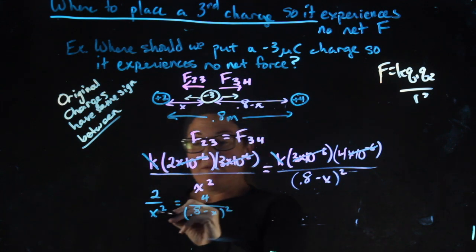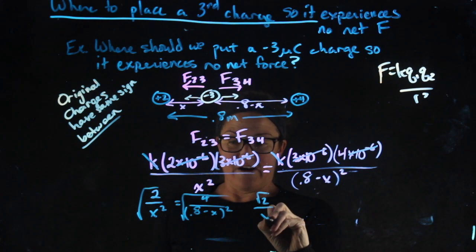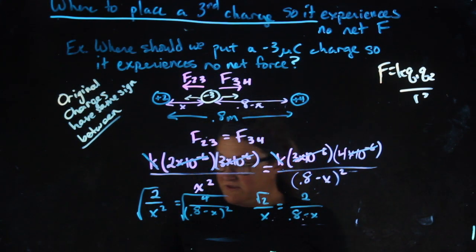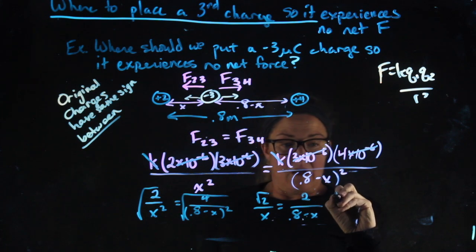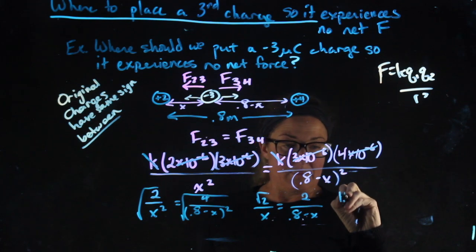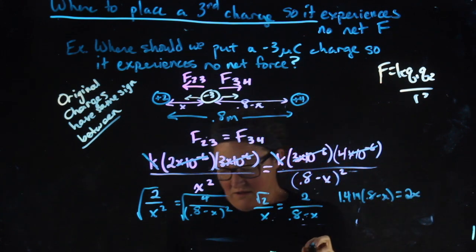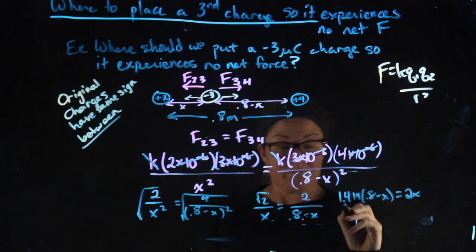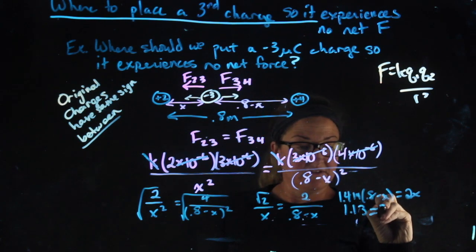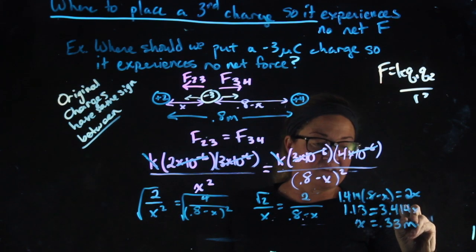For this part of the problem, I'm now going to square root both sides. When I square root both sides, then I'll have rad 2 over x equals 2 over 0.8 minus x. Cross multiplying, I'll have rad 2, which is 1.414, times 0.8 minus x equals 2x. I'm going to distribute and I'm going to simplify. I get 1.13 equals 3.414x. X equals 0.33 meters.